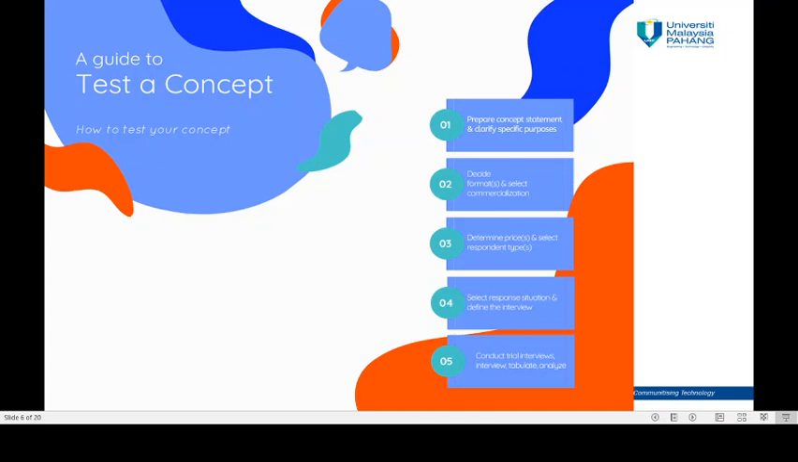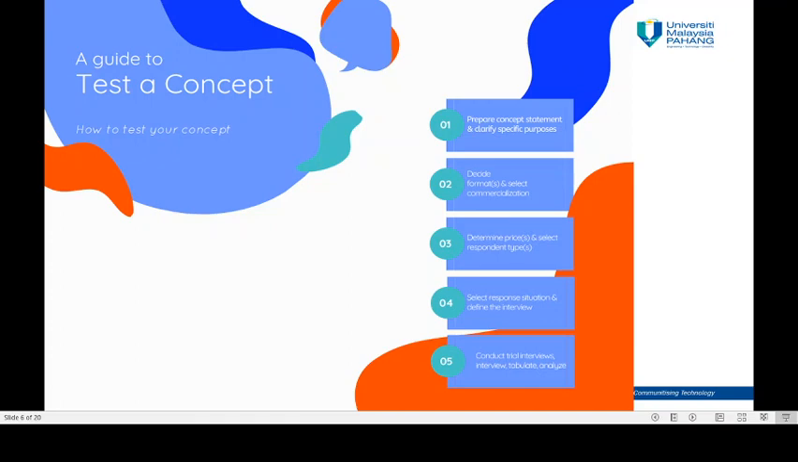You can also select the respondent types when you want to test your concept. Would you like to test on the lead users, whereby the users are very expert in the product that they are currently using, or on mass marketed users? You can also go to the response situation. Where do you want to have it? How do you want to have it? You also should conduct trial interviews, and then you need to analyze.